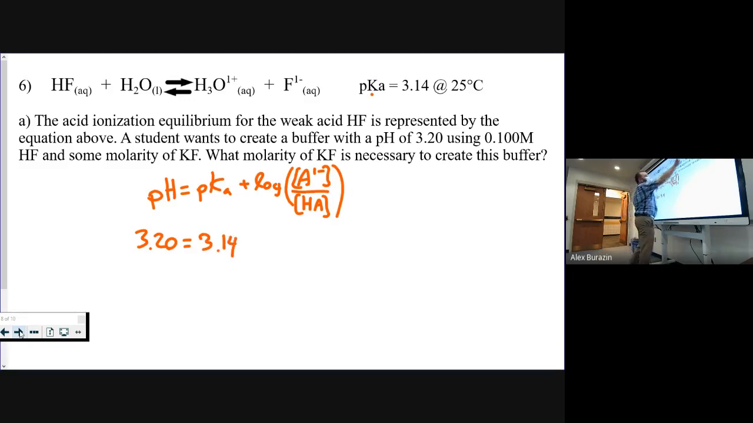That's right up there, pKa. And now we just solve for A minus, and we're done.